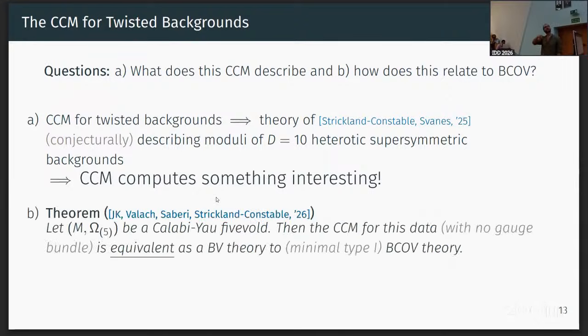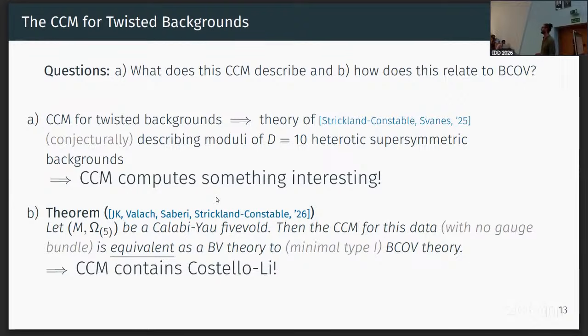And then we have a theorem where if you take this Courant contact model, you take this data and put it back on a Calabi-Yau fivefold, this is equivalent as a BV theory to BCOV theory. So the CCM contains BCOV theory.